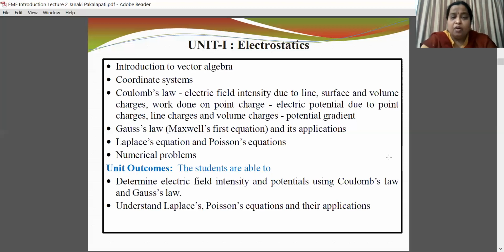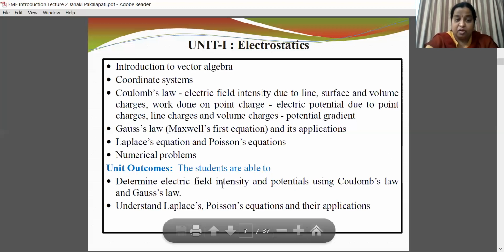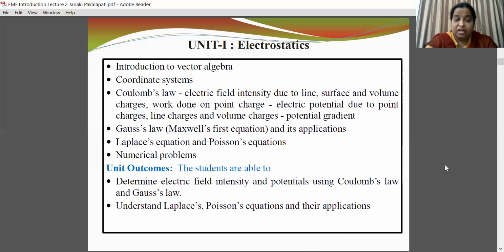And coming to the unit outcomes, here the students are able to determine electric field intensity and potential using Coulomb's law and Gauss law, and understand the Laplace and Poisson's equations and their applications. Then what are unit outcomes? You would have also listened to my previous lecture, where I gave a brief introduction on unit outcomes.